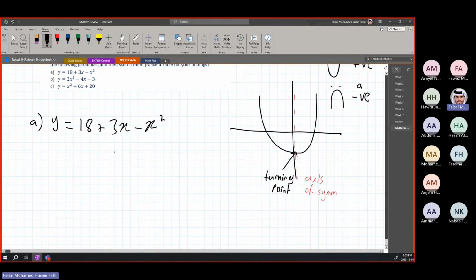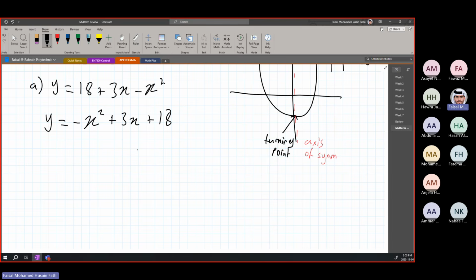So this is part A. First step, always rearrange it properly as a quadratic, so x squared first: minus x squared plus 3x plus 18. Just arrange it from x squared to x and then 18. This is just to simplify everything. Now, step number 1, y-intercept.